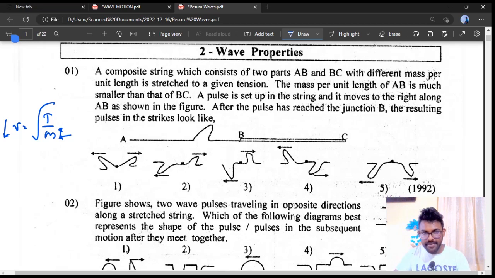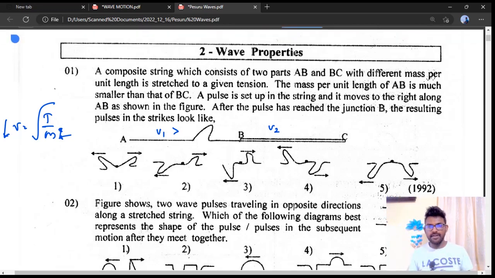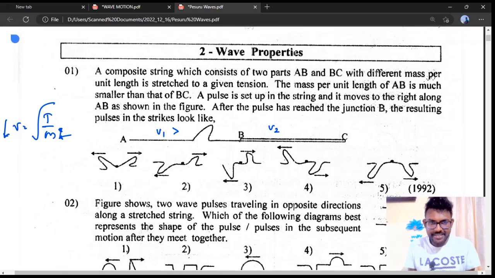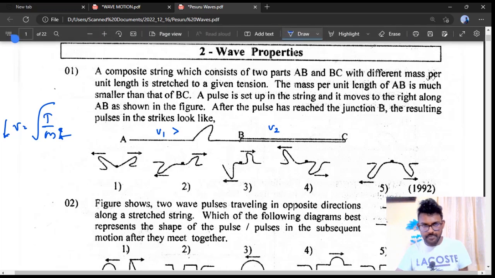So we'll see here the mass per unit length of AB is lesser than BC. Now what can you say about the velocity here? The velocity, let's say V1, has to be higher than V2, right? Because here the mass per unit length is higher, so the velocity will be lesser, right? Actually you can demonstrate this like when we were going to school, we did these demonstrations with a heavy rope and a light string. Yeah, let's see. Now the pulse is sent like this. It started from A and goes along up to B.